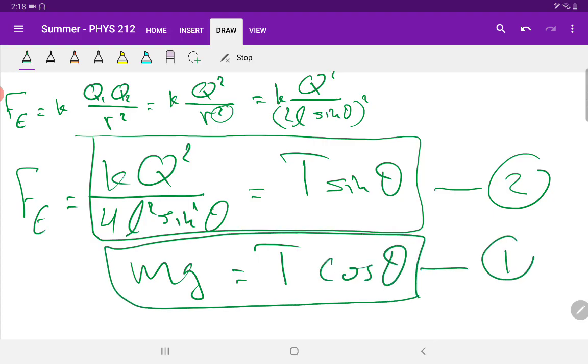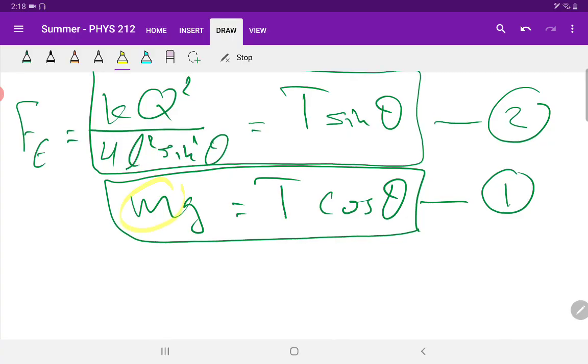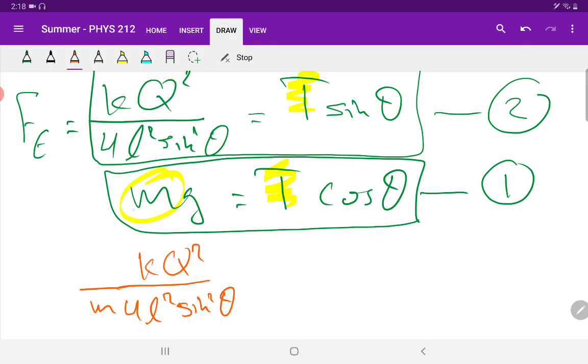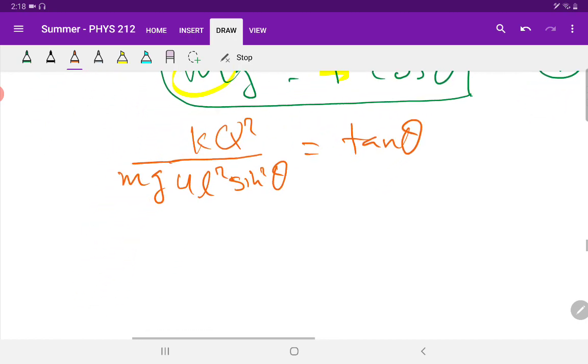That's equation number 1. Now, again, what's the target? The target is to find m. So in order to find m, I need to get rid of the T here. How can I get rid of the T? If I divide these two equations over each other, the T will cancel out. So it will be k q squared over 4L squared sine squared theta over mg, and that equals tan theta, given that T with T cancel out, sine over cosine will give me tan.